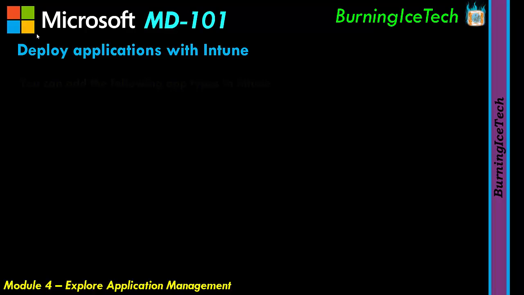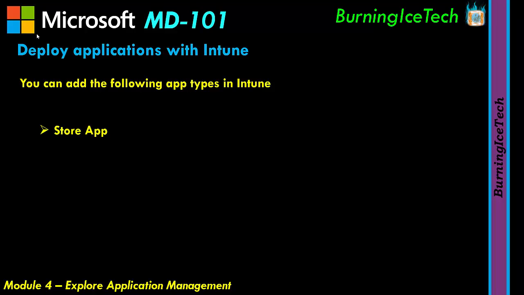Alright, so you can add the following app types in Intune, folks. There are actually quite a few. So the first type you can add is store apps. Now, me just saying store apps can mean more than one thing since we get different kinds of app stores. So which stores am I talking about? Well, folks, I'm talking about all the well-known app stores. That would be the Windows Store, the Android Store, which is called Play Store, and the iOS Store, which I believe is called the App Store, I think.